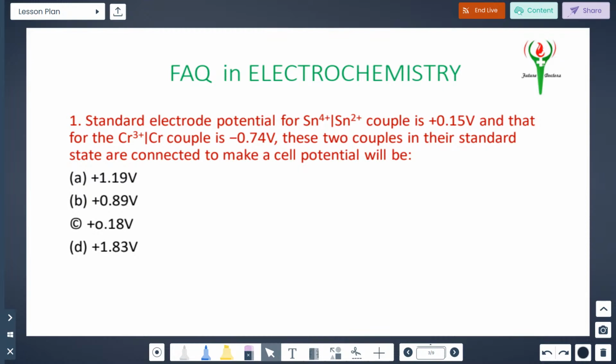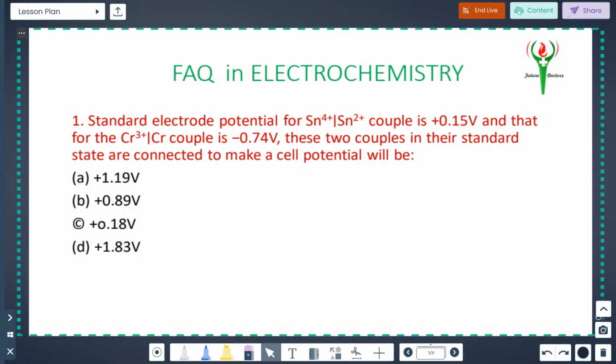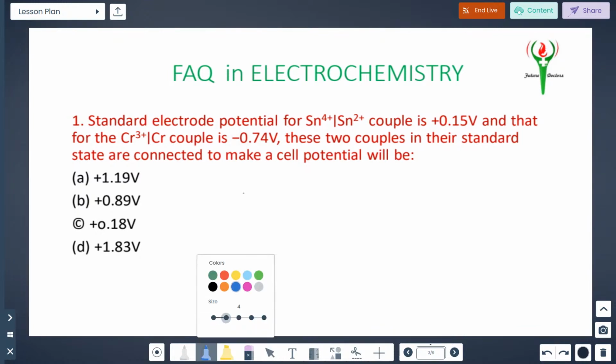Then tin electrode should be written in right hand side. Understood? First you should write the cell diagram. Then only it will be easy to find out the cell potential. Understood? Simply, this is a less value, this is somewhat high value. So less value we should write left hand side, more value we should write right hand side. This is a shortcut method. Understood? Okay.